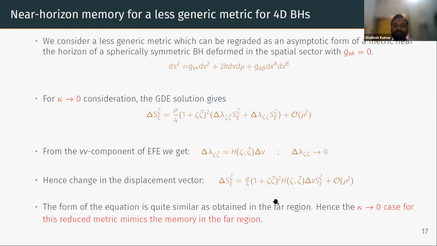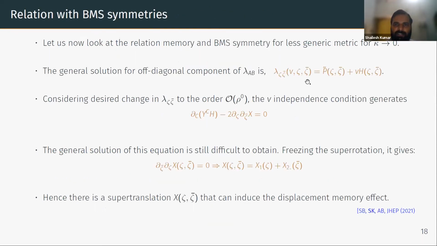So here we have a similar form of the equation, as it is proportional to rho, whereas in the far region case we find it proportional to 1 by r. So it is a similarity with the far region. And to relate it with the BMS symmetry, once we have the delta lambda solution, we can write the lambda solution, and the variation of lambda AB can be written in this form.